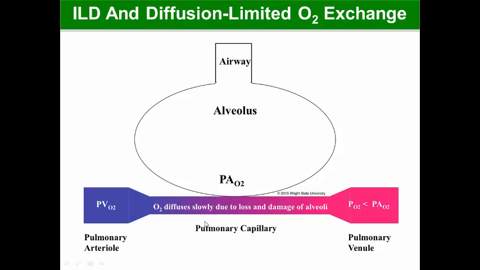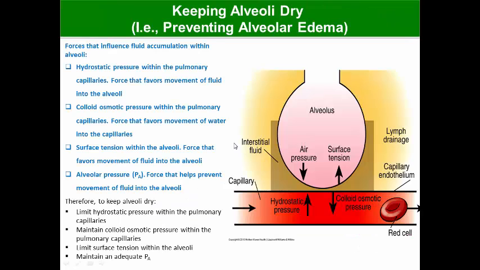Now oxygen diffuses in interstitial lung disease. Oxygen diffuses slowly due to the loss and damage of the alveoli, and it doesn't get equilibrated with the alveolar air. So even by the end of the pulmonary capillaries, the partial pressure of oxygen is still less than the partial pressure of oxygen in the alveolar air.